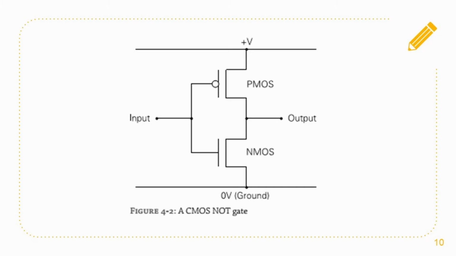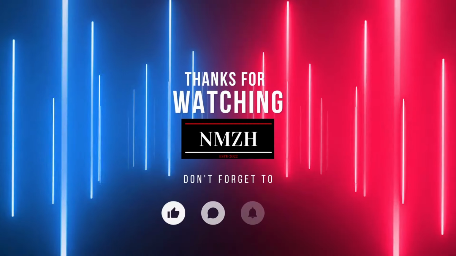In summary, a CMOS NOT gate utilizes both NMOS and PMOS transistors to produce the complement of its input signal. When the input signal is low, the output is high, and vice versa, making it a fundamental building block in digital logic circuits.